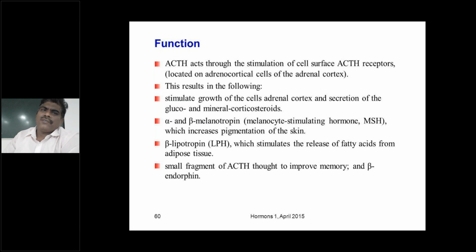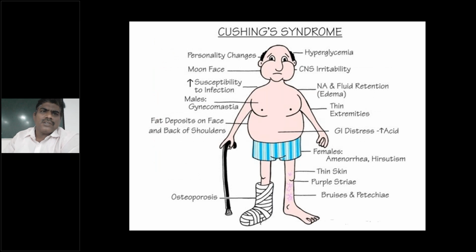And this adrenocorticotropic hormone acts by stimulation of cell surface adrenocorticotropic receptors, and this stimulates the growth of the cells of the adrenal cortex and secretion of the gluco and mineralocorticoids, alpha and beta melanotrophins, beta lipotropins, and adrenocorticotrophins. So excessive secretion of these hormones leads to Cushing syndrome.